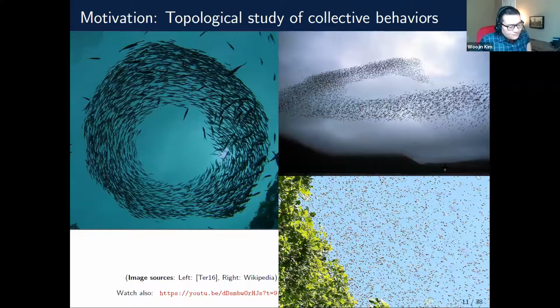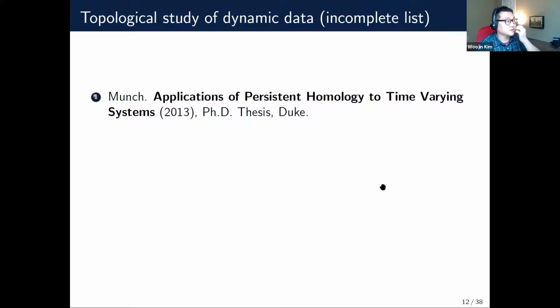So as we saw from the videos, you can see a lot of dynamic geometry going on from the collective behaviors. So therefore, it's natural to use persistent homology to quantify topological features of dynamic metric data as well, collective behaviors. Researchers recently started using persistent homology for studying dynamic metric data. For example, Dr. Munch's PhD thesis considered time series of persistent homology derived from dynamic point clouds. In a certain section, she discussed some stability results about time-varying persistence diagrams derived from dynamic point clouds.